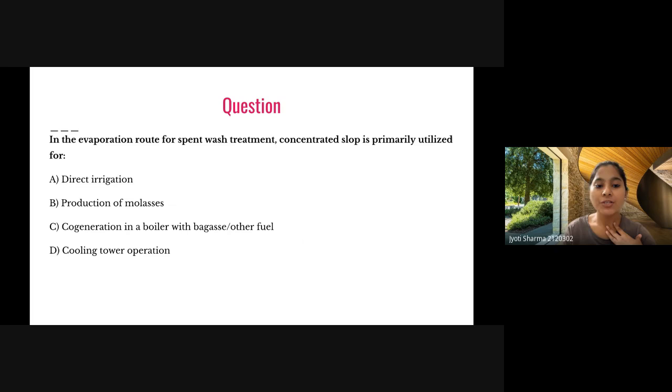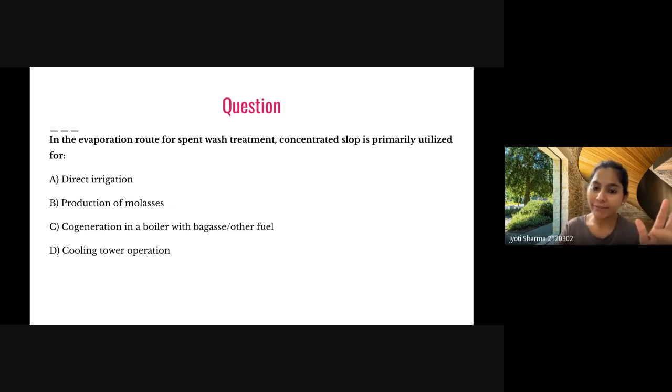In the evaporation route for spent wash treatment, concentrated slope is primarily utilized for direct irrigation, production of molasses, cogeneration in boiler with bagasse and other fuel, and cooling tower operation. Dia gave me C, Sagar also gave me C.